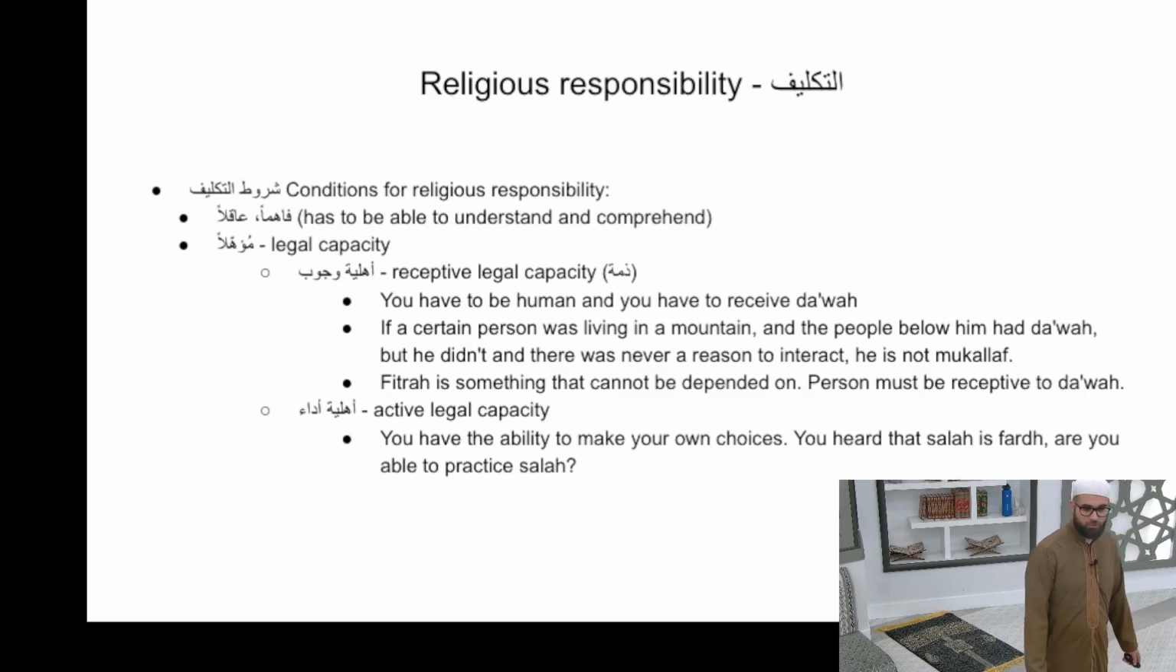So you say, well, how could that be? You could be persecuted in a position where you don't have your own freedom, or you don't have the ability to actually step away and pray, or there's something holding you back from praying. For example, there's a hindrance so you can't pray. So in order for you to be legally responsible, you have to be fahim aqil, someone who's able to comprehend and understand, so age and intellect come into that, and you have to have legal capacity. You have to be able to receive the da'wah, and you have to be able to actually practice what you learned.